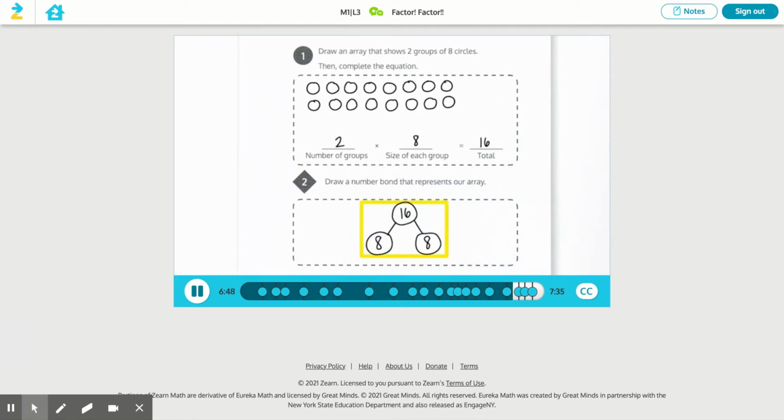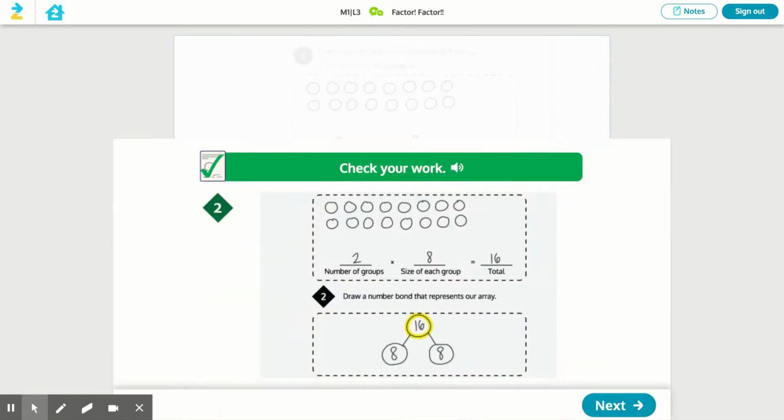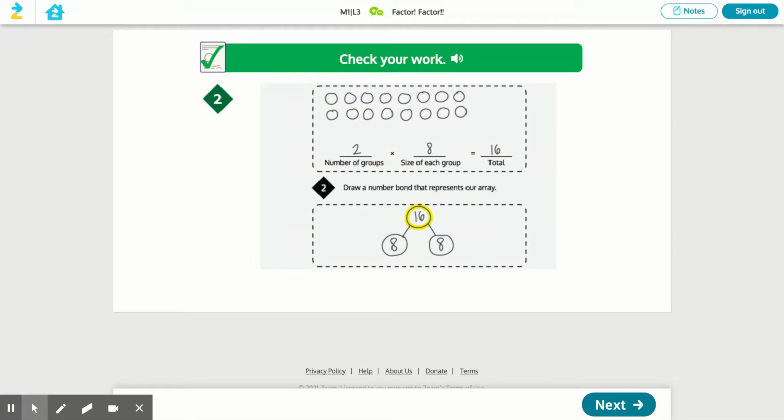Our number bond is complete. The product in our equation matches the total in our number bond. Check your work. All right, guys, check your work and make sure your work looks exactly like what you see on the screen.